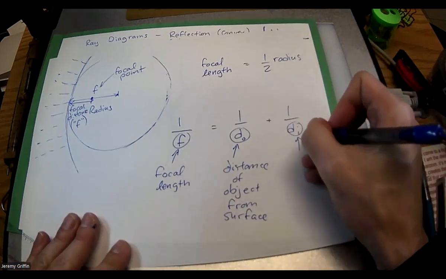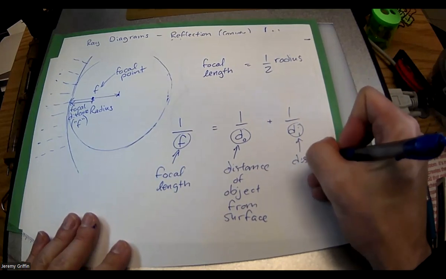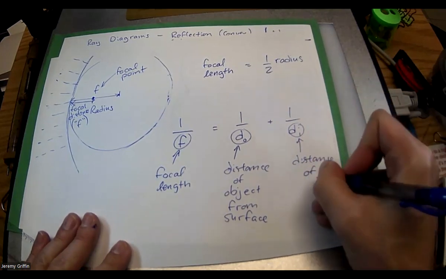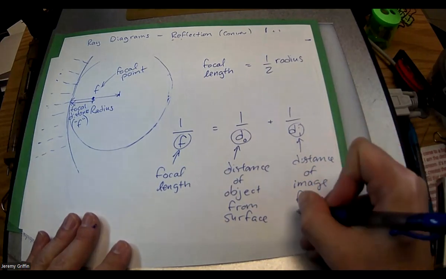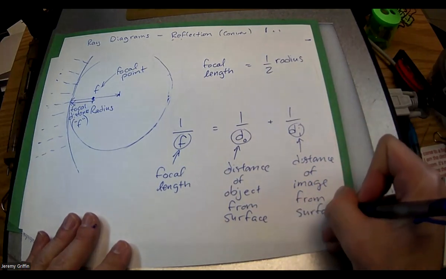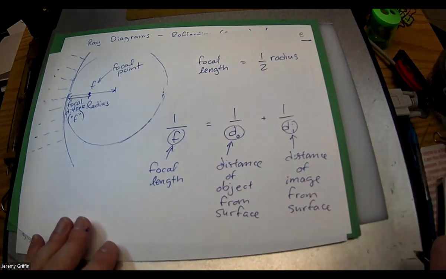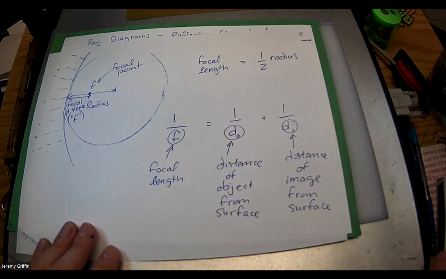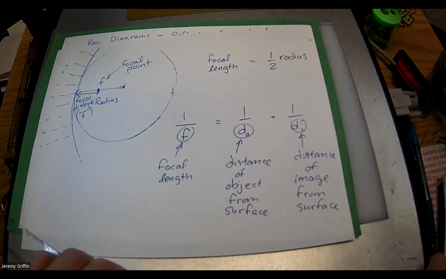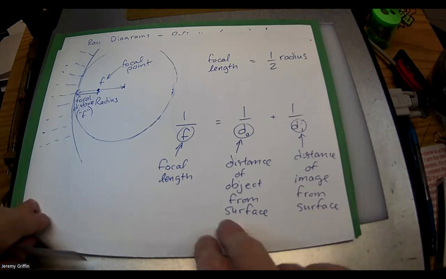And D sub I is the distance of the image from the surface. Okay. So we'll do the ray diagrams, then we're going to come back to this equation. We're going to test and see if that is really consistent with that. Okay. You guys got that?